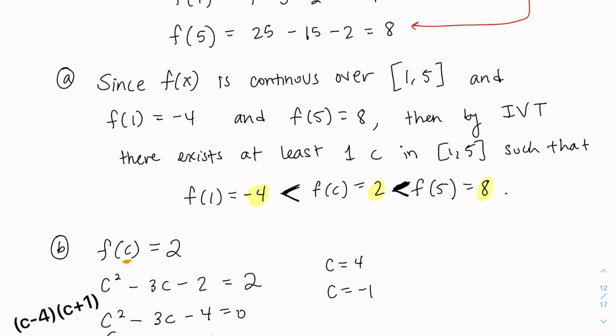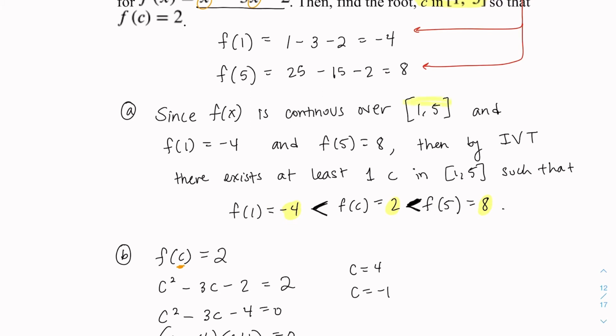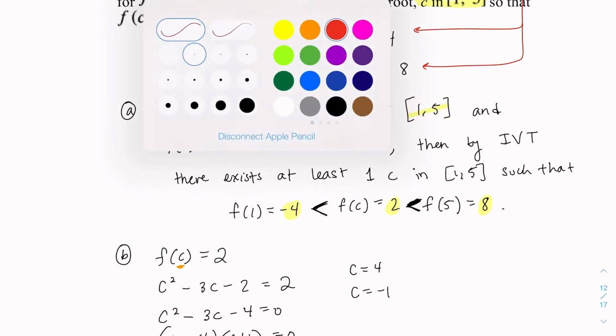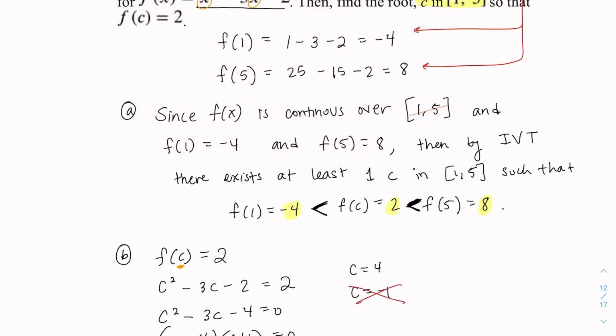But only one of these lies inside the interval, so it's always important to go back and check. They're asking for a c between 1 and 5. Negative 1 is outside of that interval, so our only answer is c equals 4.